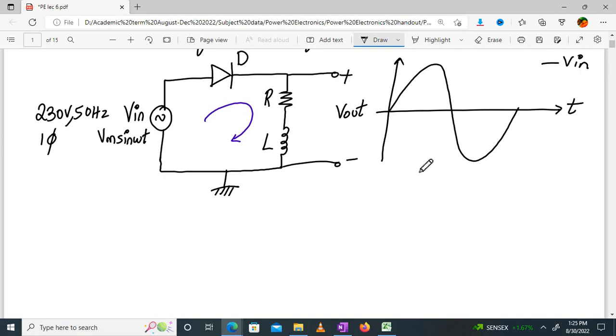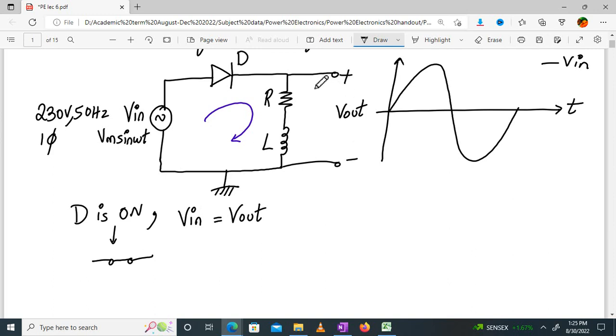Fine. Now, whenever you have an RL load, if I apply a KVL over here, what is my KVL in this circuit? Let's say when the power diode D is on, it behaves as a short circuit, right? So what will be my KVL over here? My Vin will be equal to Vout. Correct? This much agreed?